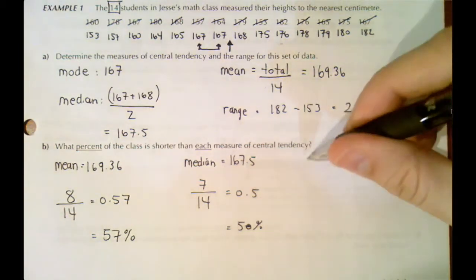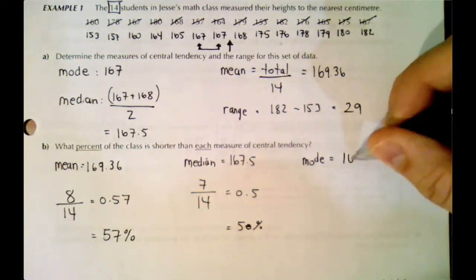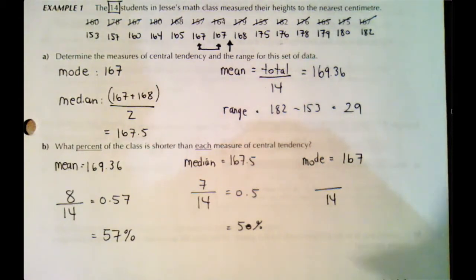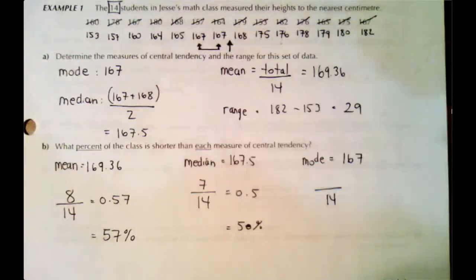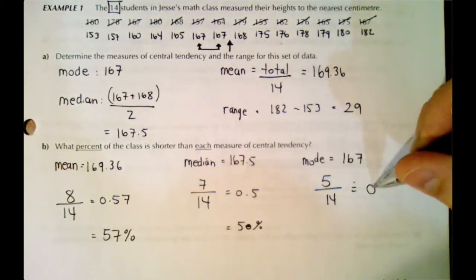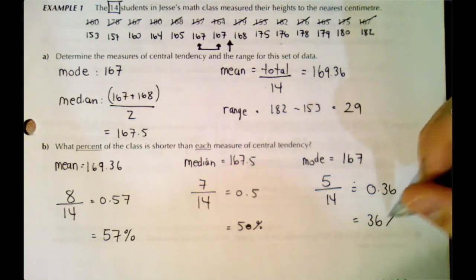Last one's mode. The mode was 167. So how many out of 14 are less than 167? Well, 167 is here, so that's 1, 2, 3, 4, 5. 5 out of 14, which is approximately 0.36, which is 36%.